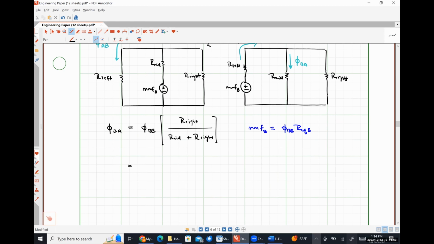So from here, we could then say that phi BB is just MMF B divided by R eq B, times R right divided by R mid plus R right.